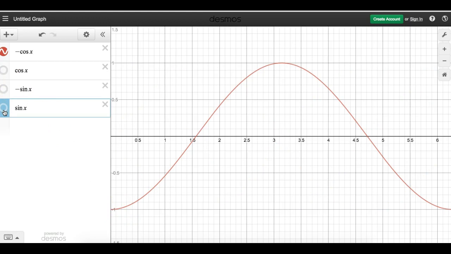For any word problems that you see, it's all about identifying, does your period start at the midpoint, maximum, or minimum, and then using the proper function with the proper transformation appropriately.